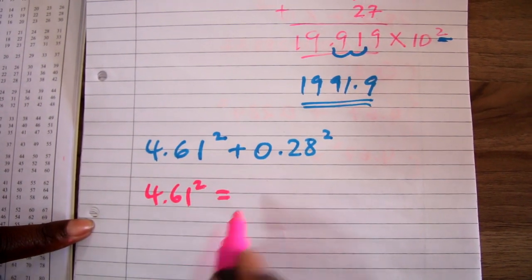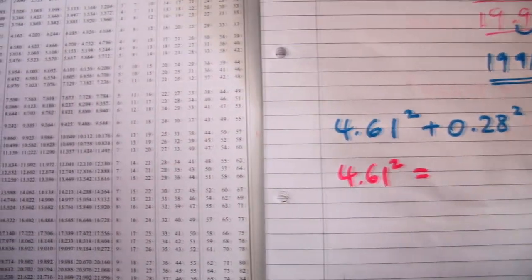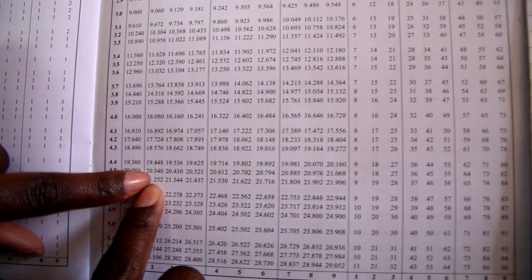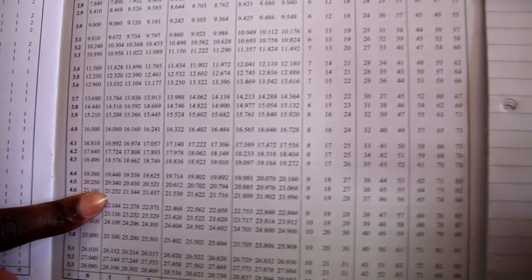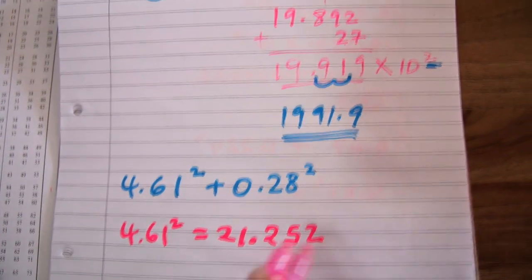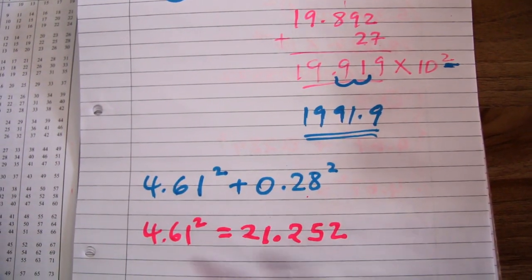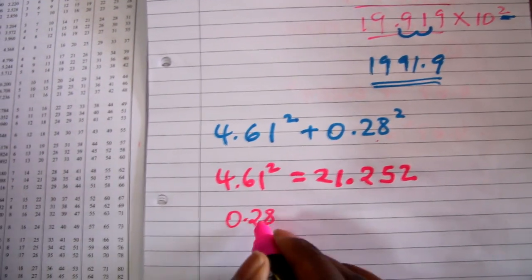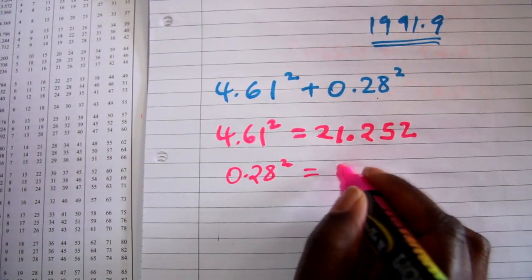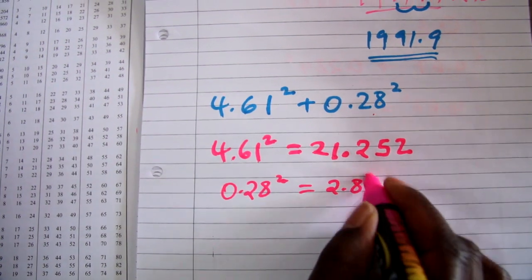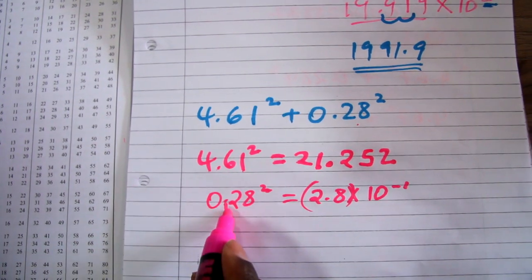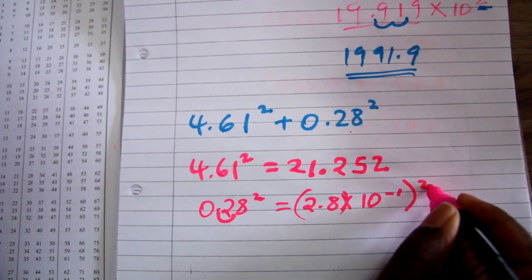So 4.61 squared will be equal to, from the tables, 4.61, the column of 1. So this is 21.252. And then we determine the square of 0.28. Now we cannot get the square of 0.28 directly, so we have to write 0.28 in standard form first. So this will be 2.8 times 10 power negative 1, because the decimal point will move forward once, and then we square this.